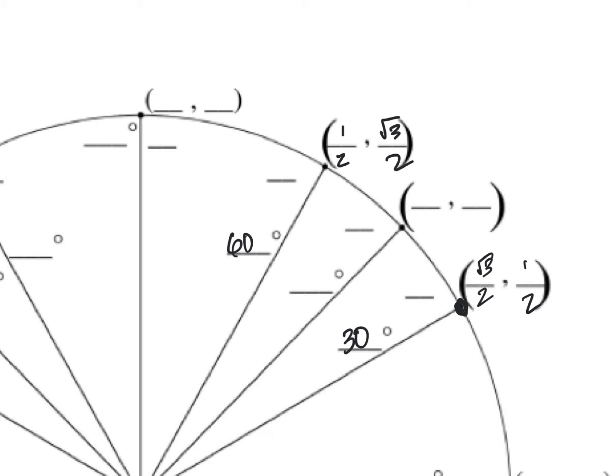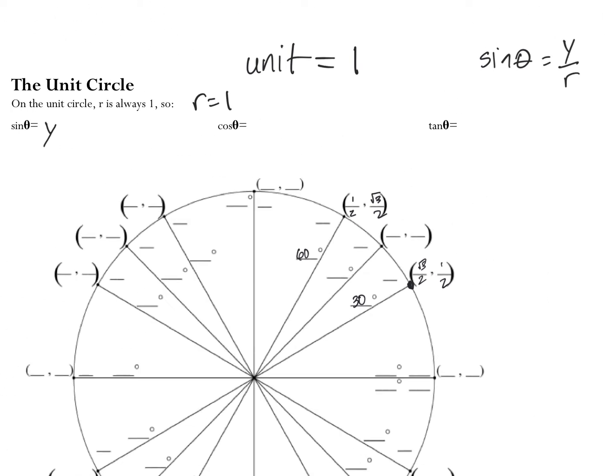Cosine was x over r. But now, since the radius is always 1, that's just x, because x over 1 is x. Tangent is still going to be y over x. Now, every single one of these angles on this unit circle matches the angles we came up with yesterday.